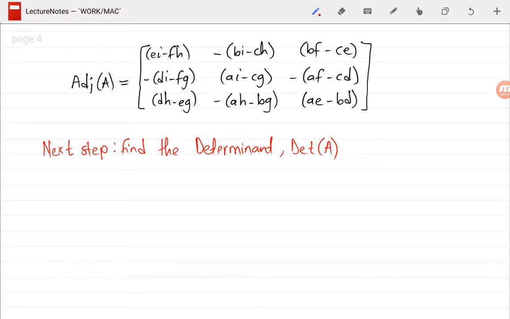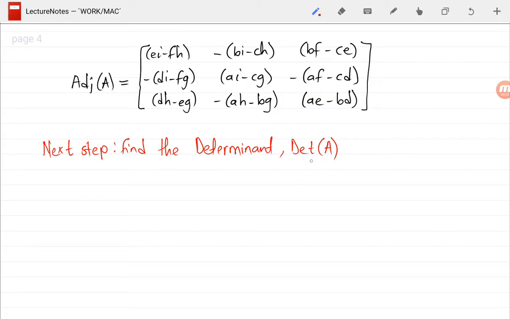Hello there again. In our last video of the same lesson, we were finding the adjoint of our supposed matrix A, a 3 by 3 matrix, and I've taken the liberty to write it again here at the top. And in this video, we're going to be finding the determinant of the matrix A so that we can find the inverse of our matrix A.